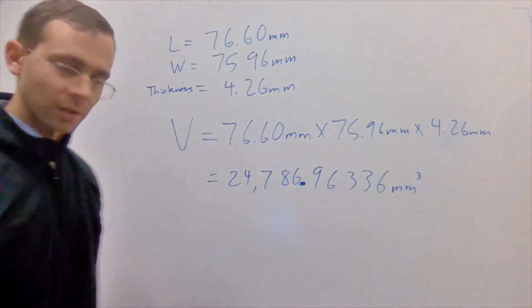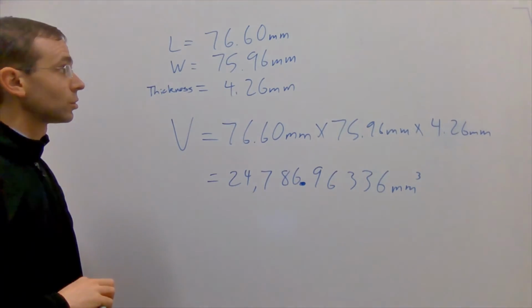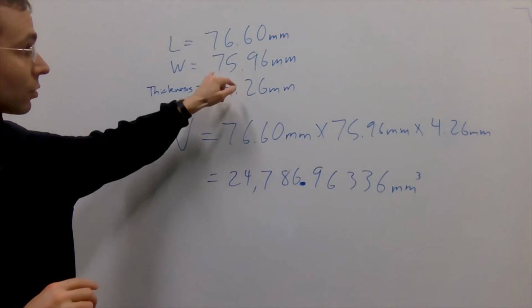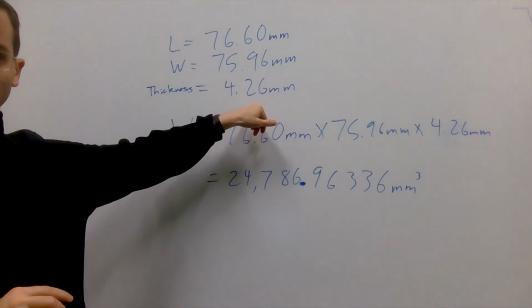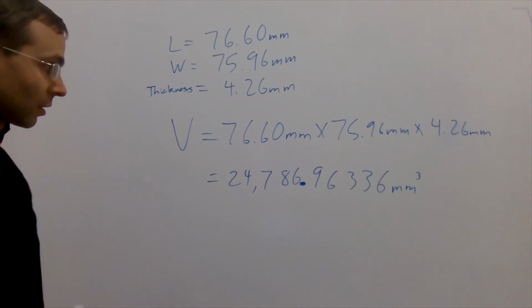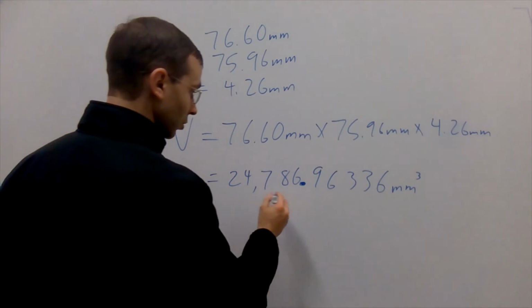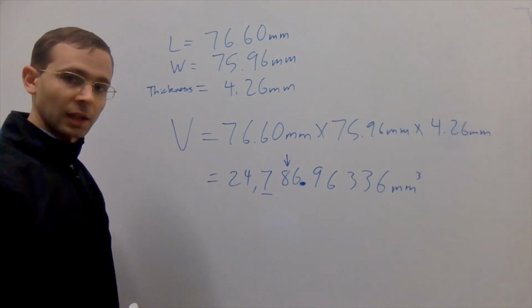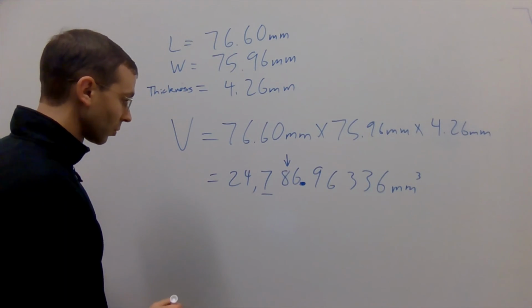And that's before rounding. Now, what can we round to, or what do we need to round to? I see 4 significant figures, 4 significant figures, and 3 significant figures. Thus, we must round to the hundredths place here. And we'll be looking at that tenths place to determine whether we round up or down.